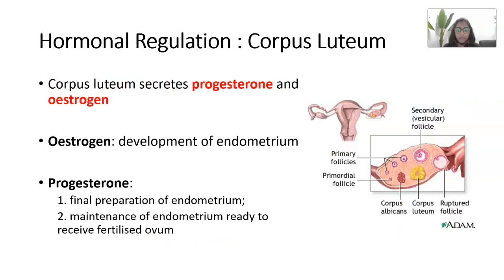When we look at the corpus luteum, and you can see that here, this yellow body here, this secretes really high levels of progesterone in particular, but also estrogen. So just remembering that estrogen is focused on development of the endometrium, while progesterone is focused on the final preparation of the endometrium and maintaining it. So it's really important that the endometrial lining is maintained through high concentrations of progesterone, because if it's not, then a fertilized egg, or at that point an embryo, won't have anywhere to embed and successfully absorb nutrients.